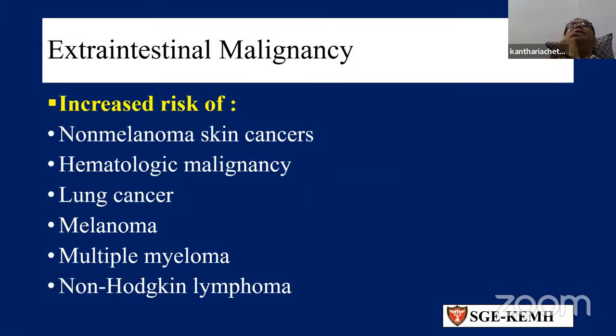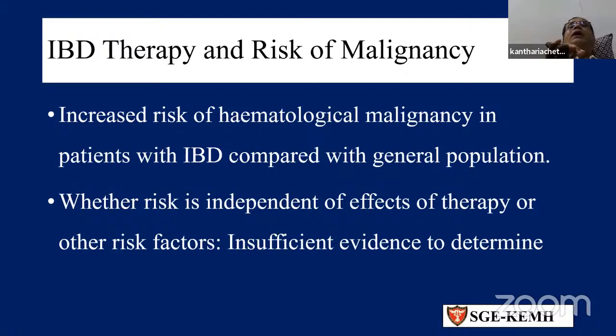Now coming to extraintestinal malignancy. It has been seen that inflammatory bowel disease is associated with non-melanoma skin cancers, hematological malignancies, lung cancers, melanoma, multiple myeloma, and non-Hodgkin's lymphoma. Now, whether these hematological malignancies occur because of inflammatory bowel disease or because of the treatment being given to them, and it is the drugs which lead to development of hematological malignancies, is not very clear. And as of now, there is insufficient evidence to implicate either of them.